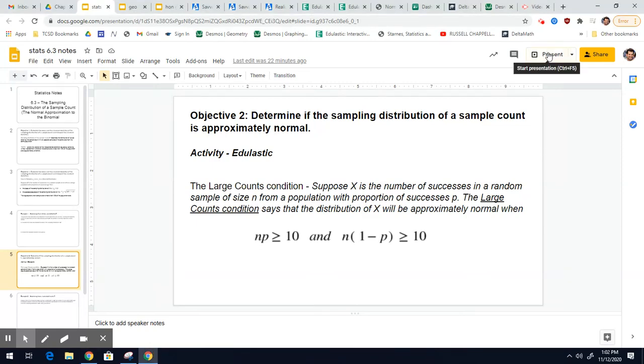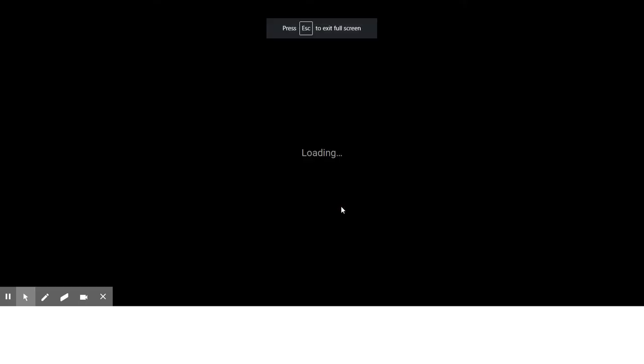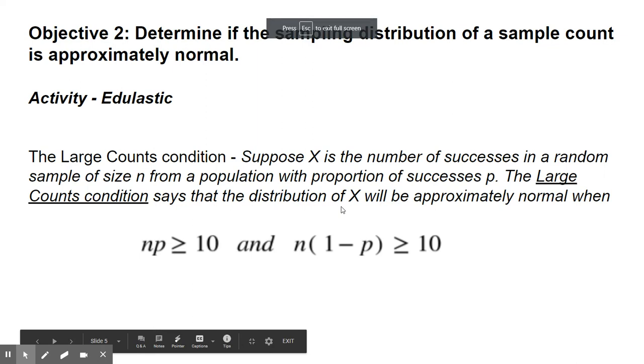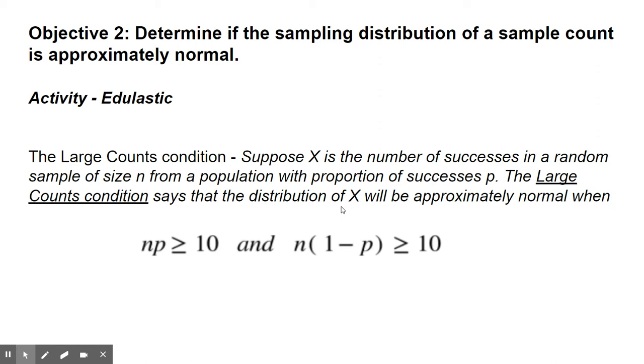All right, so second objective is going to talk about shape of the sampling distribution of a sample count. First off, please go to the activity on Elastic, talking about sampling distribution of a sample count and approximating to a normal distribution. Make sure you take a look at that one. When you come back, we'll talk about the large counts condition.